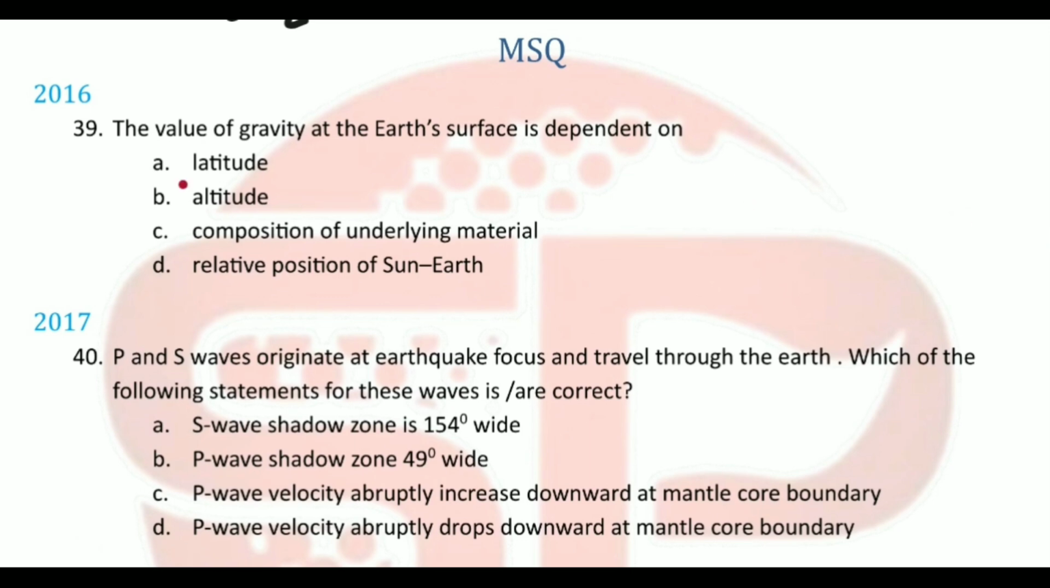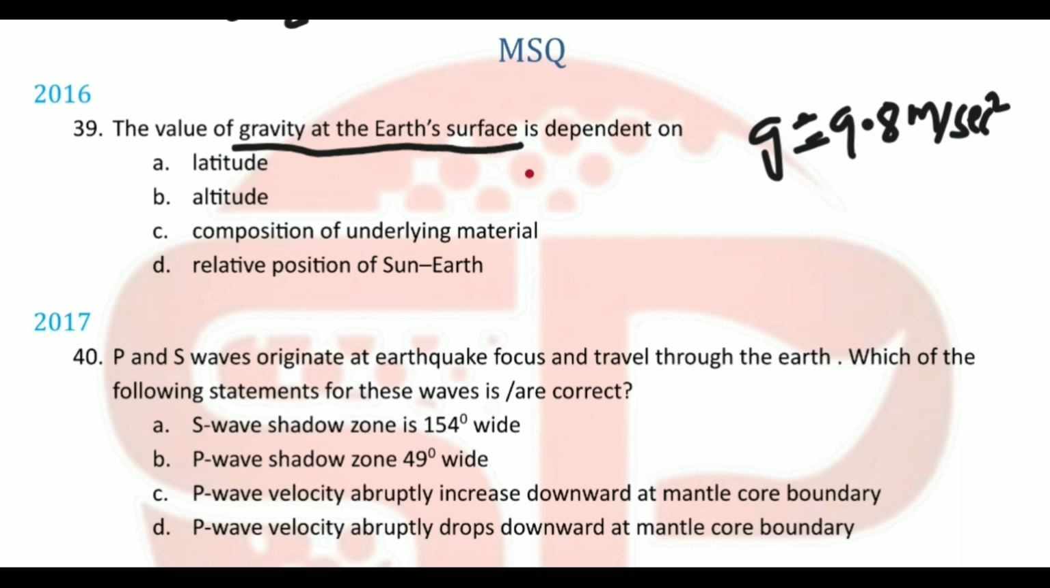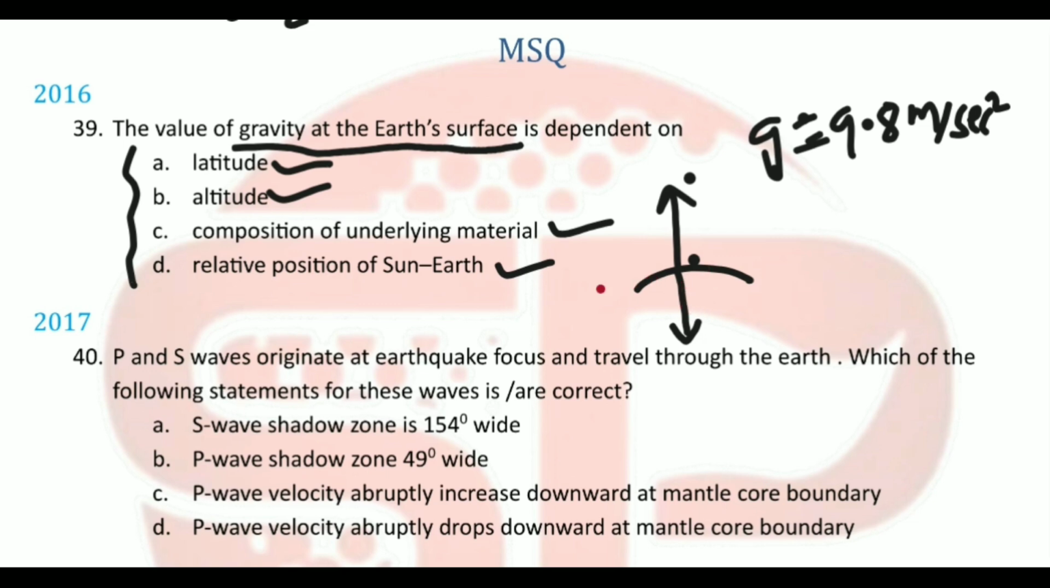So MSQ from 2016: the value of gravity at Earth's surface depends on the Earth's gravity, G equal to 9.8 meter per second square, which varies above or below the Earth's surface. Also it varies according to latitude. So altitude, latitude, then G is also associated with the mass and composition of the underlying material, and the relative position of the sun. All these factors will affect the Earth's gravity. If you go to a higher altitude, G will decrease. If you go below the Earth's surface, G will decrease. If there is more mass in any place, G will decrease.